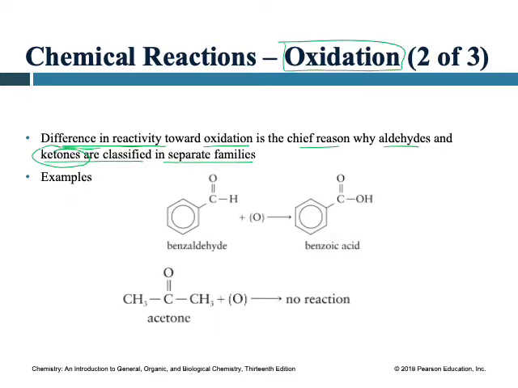So let's take one of the examples. This is benzyl aldehyde. You have benzene, you have an aldehyde group. So benzyl aldehyde, when you do oxidation, whenever you do oxidation of an aldehyde, it forms carboxylic acid.